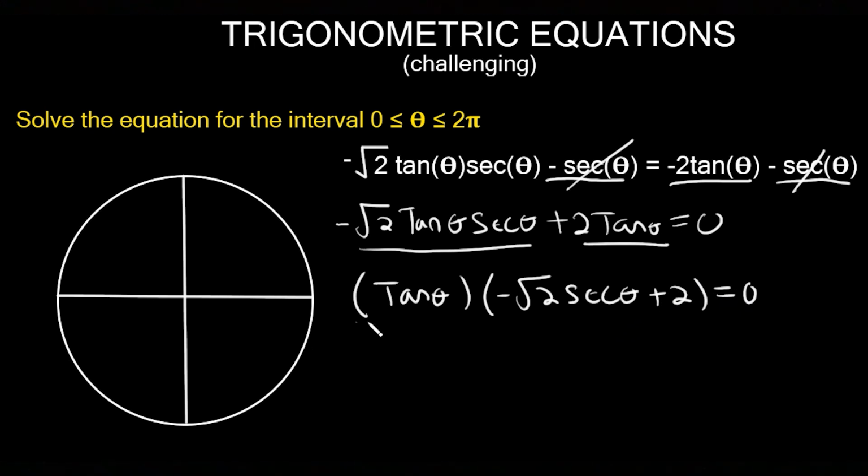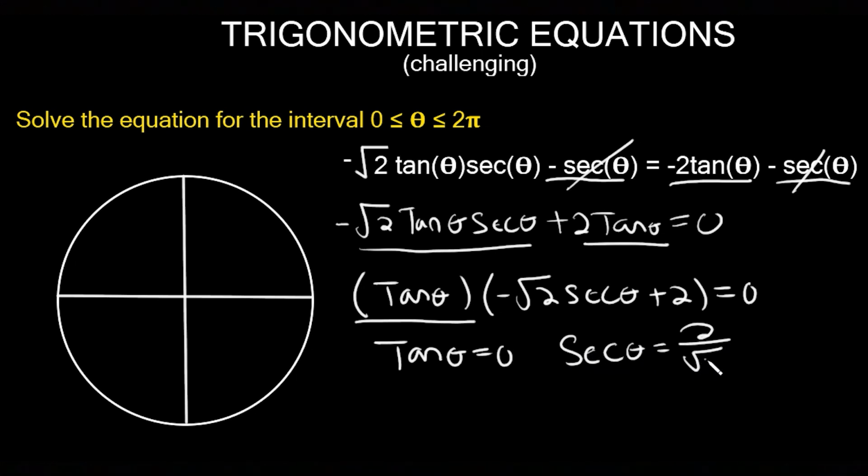If I solve this factor, that's pretty easy. I get tangent theta is equal to 0. If I solve the other factor, just doing it in our head, we're going to minus 2 and then divide by negative square root of 2. That gives me secant theta equal to 2 all over square root of 2. Again, it becomes positive because you end up dividing by two negatives here, okay?